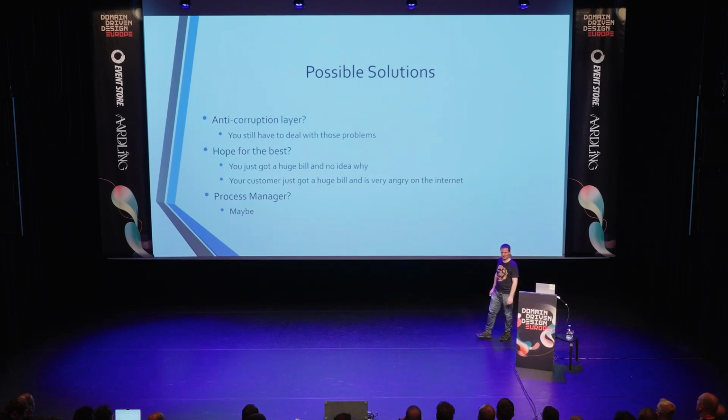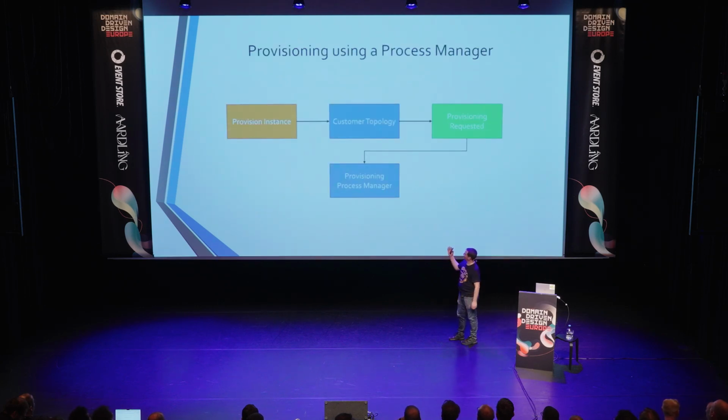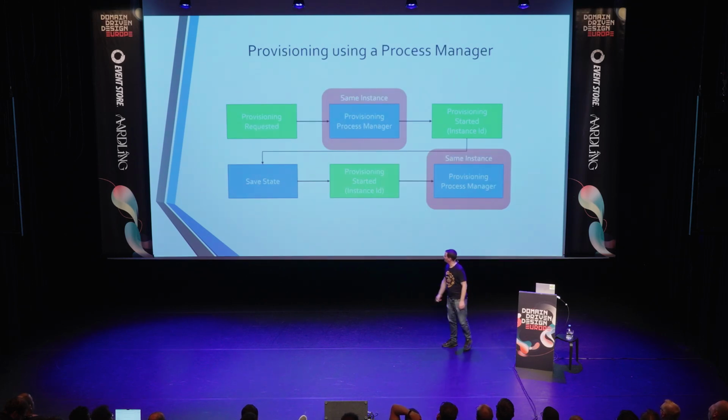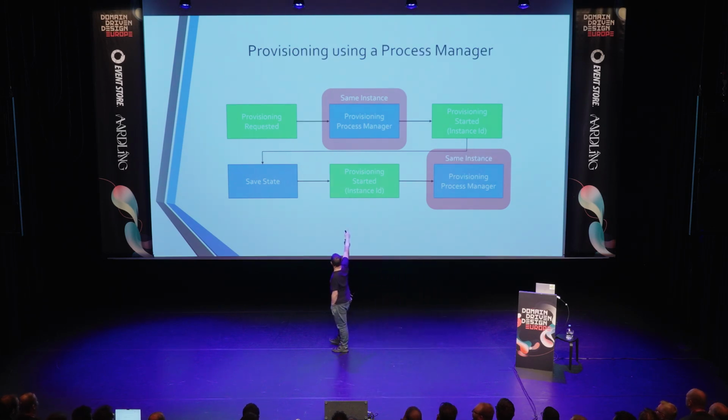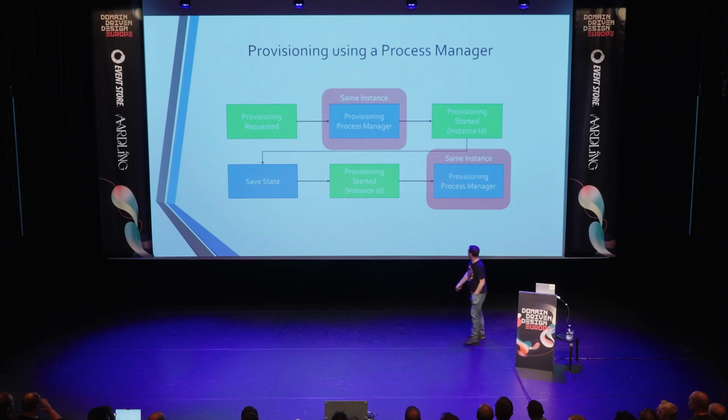Can we use a process manager? Maybe. So, provision instance goes into our customer topology. Provisioning requested goes to the provisioning process manager. This uses a cheeky trick, and we can do this because it's not an aggregate. There's no consistency boundary required here. Green is event, blue is business process. Also sort of business process for the repository. The pink thing just says it's the same instance. I must really try and remember exactly what the colors are every single time I do this.